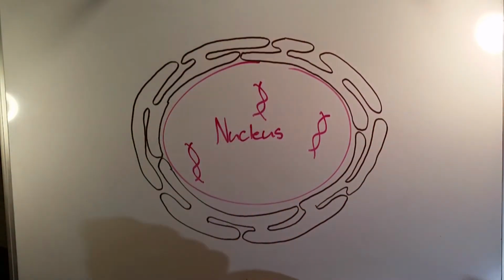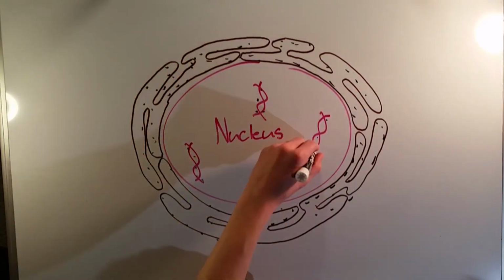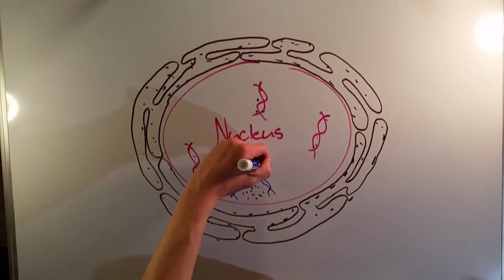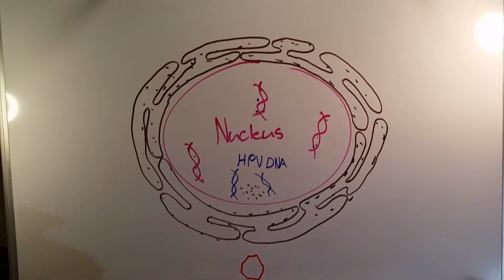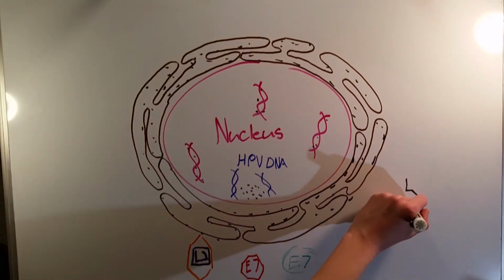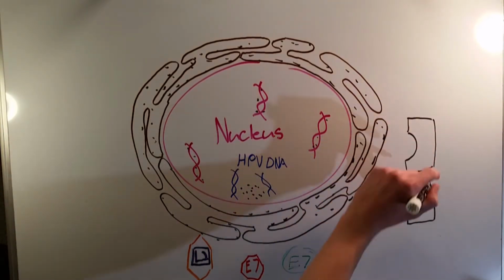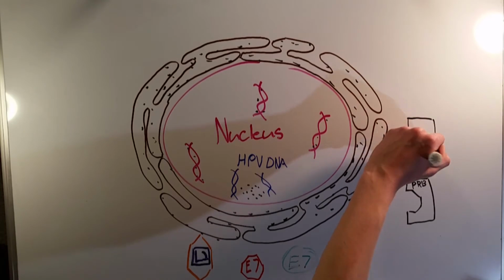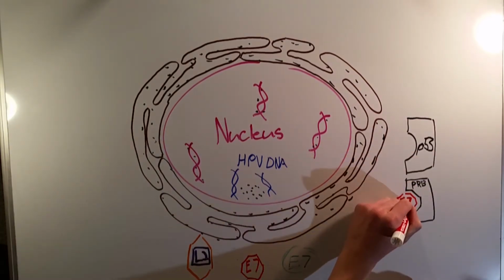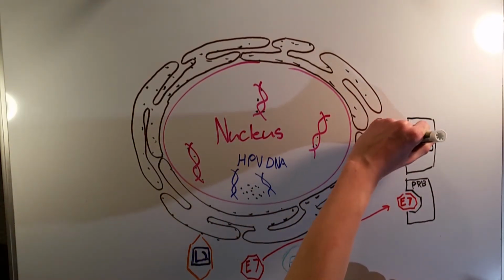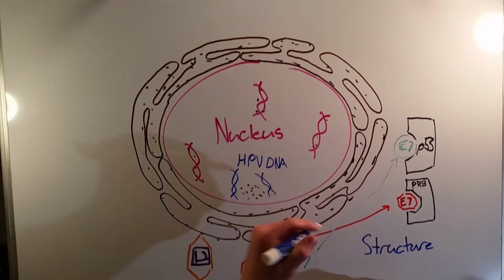Once inside the nucleus, the HPV genome begins to export its DNA as RNA into the endoplasmic reticulum, where it can be used to build proteins that will make up the HPV virus cell. Two important proteins are E6 and E7, which will bind to P53 and PRB proteins in the host cell to prevent them from killing the cell.